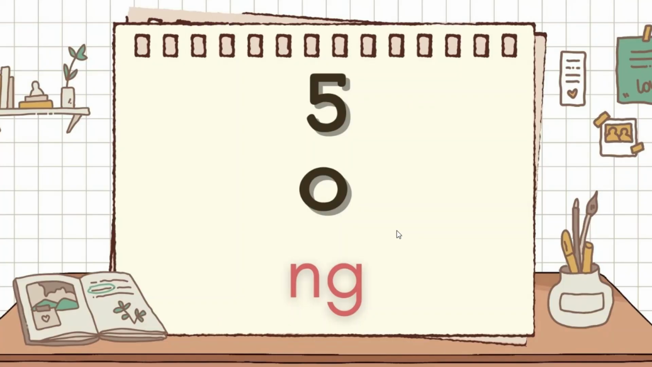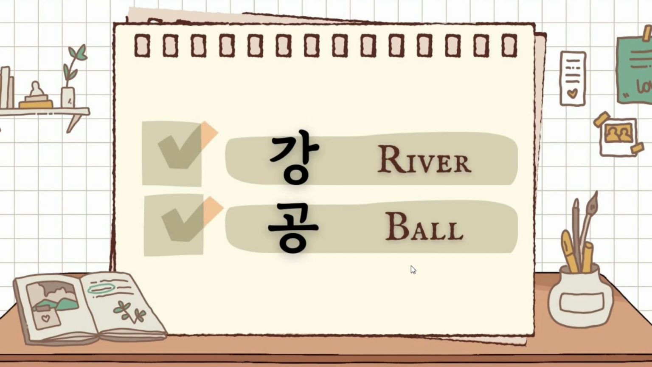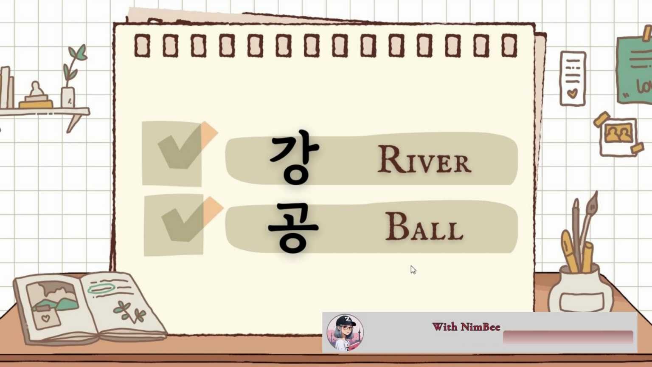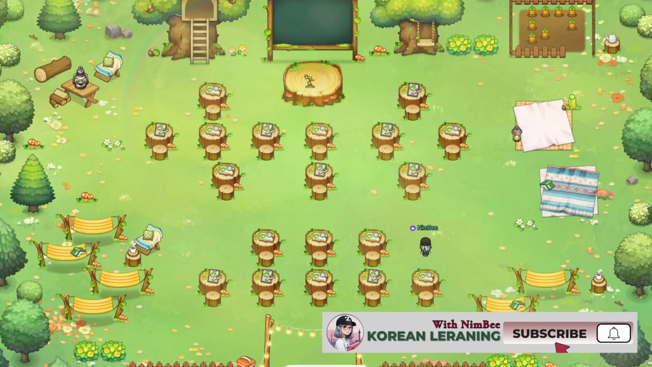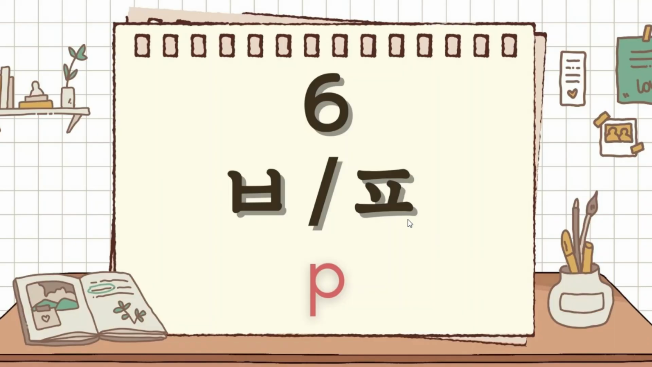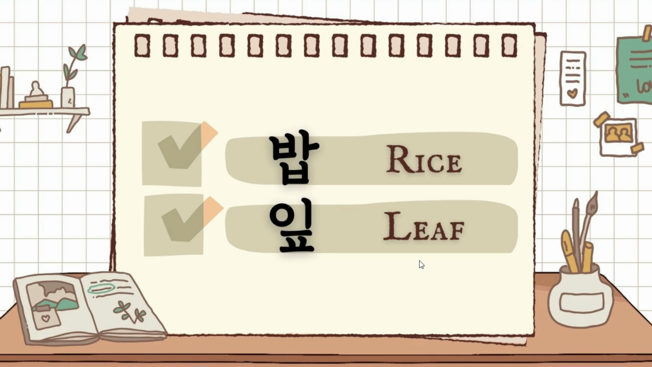Next single 받침 is ieung, and the sound is like this, ng. Okay, like 강 or 콩. Next one is the next single 받침, 피읖. The sound is p, something between b and p. Okay, like 팝, and 잎.